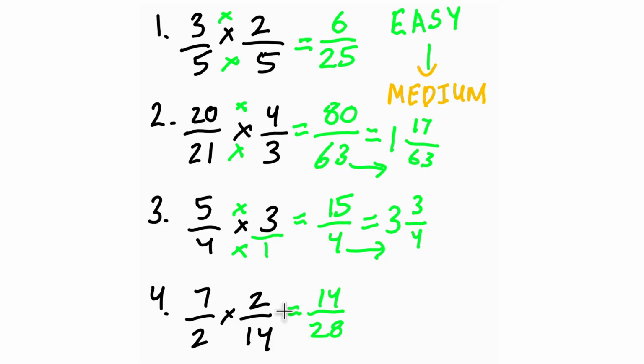And finally, it's not an improper fraction, but you might see that you can still simplify this because both 14 and 28 can both be divided by 14. So when you do that, 14 divided by 14 is 1, 28 divided by 14 is 2. So 7 over 2 times 2 over 14 is actually 1/2. So now our final answers are 6 over 25, 1 and 17 over 63, 3 and 3/4, and 1/2.